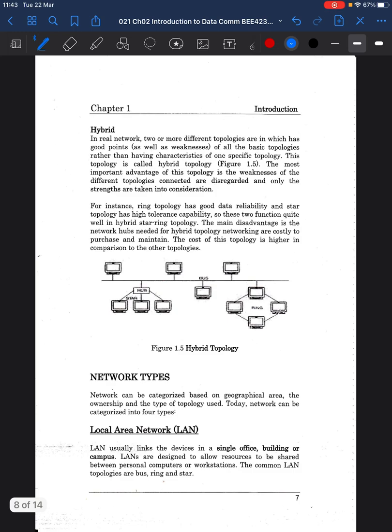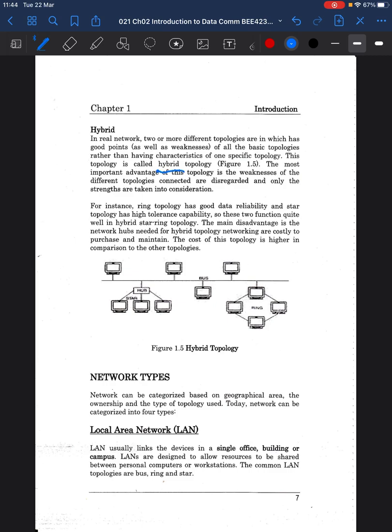Okay, next is hybrid, the last one. In a real network, 2 or more different topologies are used, each of which has good points as well as weaknesses. So each topology has its own advantage and disadvantage. So in a real network, there is a mix of these in one network. More different topologies are used in one, out of all the basic topologies, rather than having the characteristics of one specific topology. This topology is called hybrid.